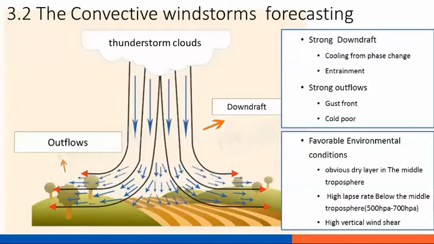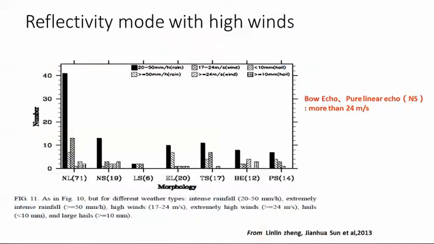An important aspect of severe storm research is the ability to transfer this knowledge into improved forecasting of thunderstorm initiation and subsequent high wind events. According to the research, 3 aspects of favorable environmental conditions for convective windstorms are as follows: an obvious dry layer in the middle troposphere, high lapse rate below the middle troposphere, and high vertical wind shear.